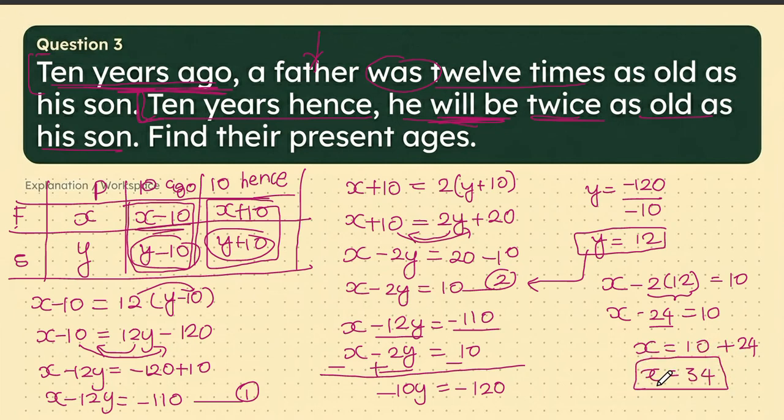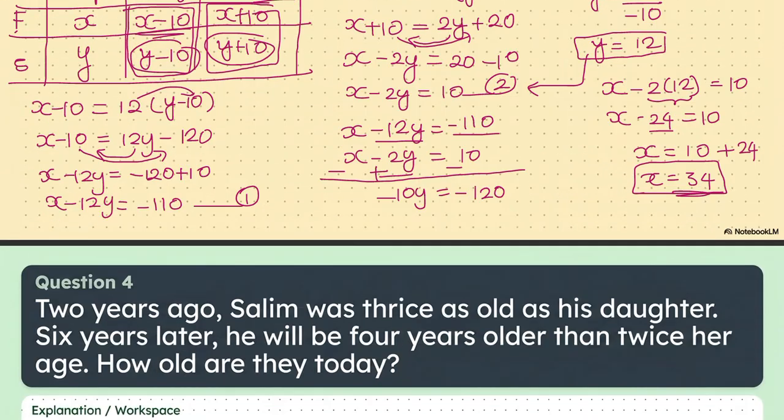So we got both the value x and y. So what is x and y? X is father's age and y is son's present age. So the final statement is the father's present age is 34 years and the son's present age is 12 years. Look at the next problem.